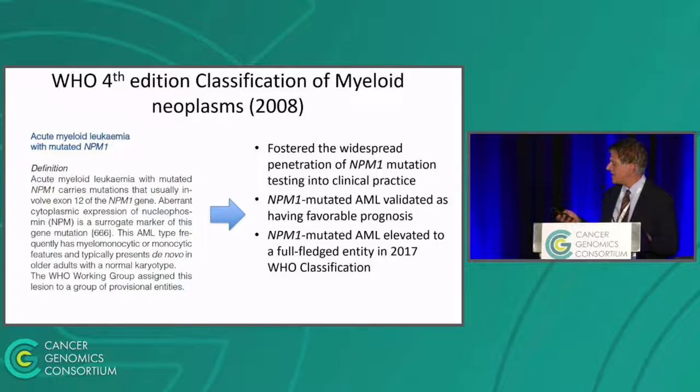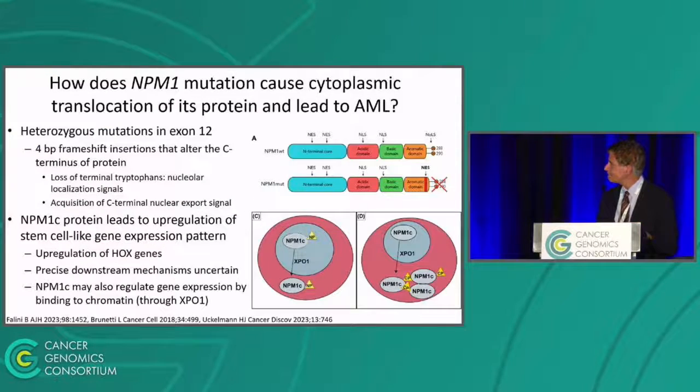And eventually there was a penetration of interrogation of the NPM1 mutation. This became widespread over the ensuing years. After more cases were looked at, it became clear this was indeed associated with a favorable prognosis, and it was eventually elevated to a full-fledged entity in the next classification. So I think it's just instructive, again, I don't always talk about history, but I think it's interesting to go back and see how this evolved and how the process that we now take for granted came to be. So now let's delve into the pathogenesis.